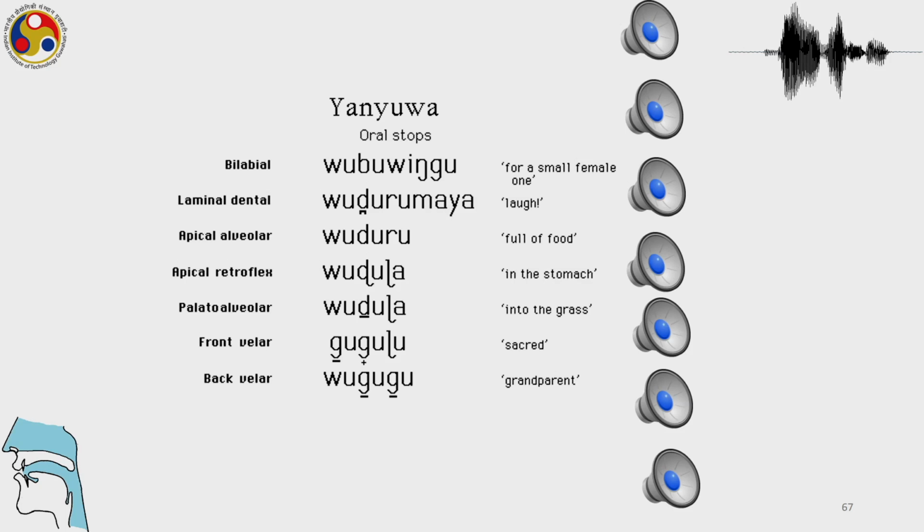That's a bilabial, laminal dental, apical alveolar, apical retroflex, palatoalveolar, and a front velar versus a back velar.